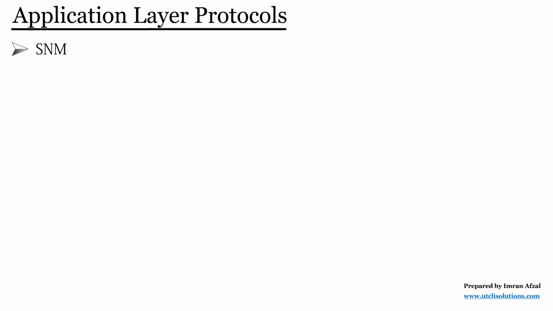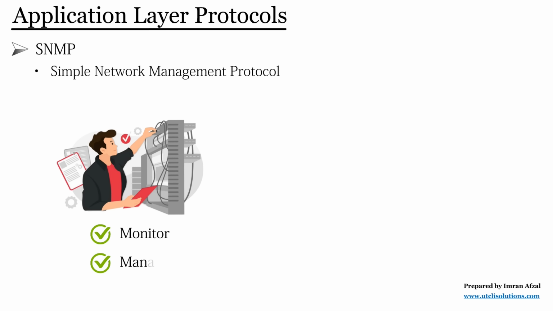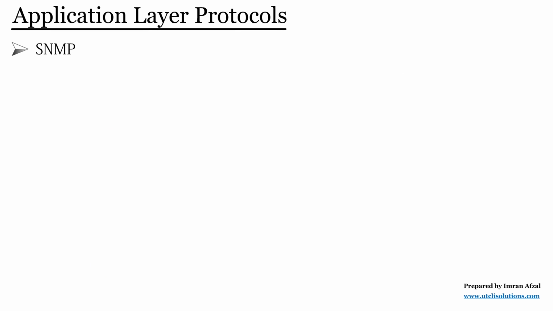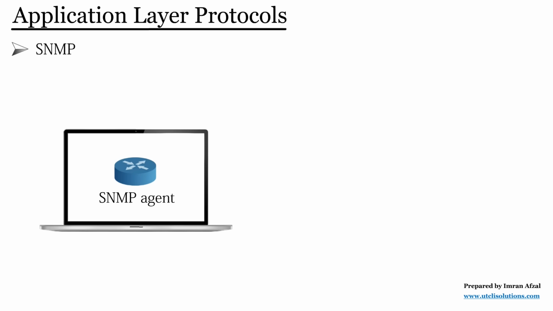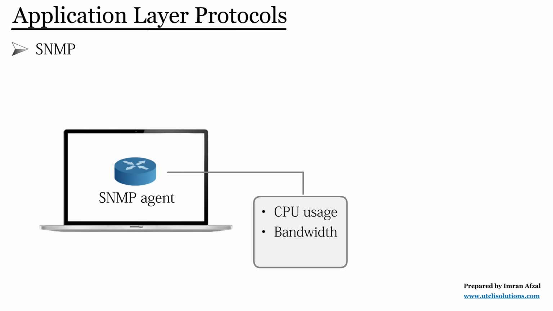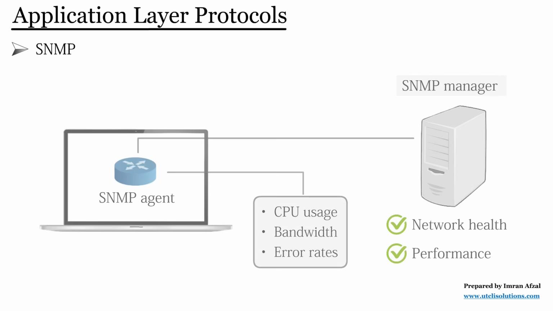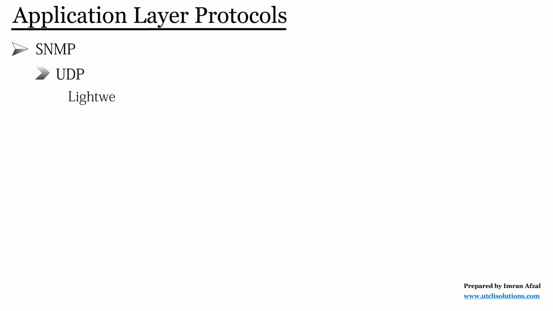Finally, we have SNMP, or Simple Network Management Protocol. SNMP is used by network administrators to monitor and manage devices like routers, switches, and servers. Each device runs an SNMP agent that collects data like CPU usage, bandwidth, and error rates. A central SNMP manager queries these agents to keep track of network health and performance. SNMP uses UDP for lightweight communication, making it efficient for large networks.